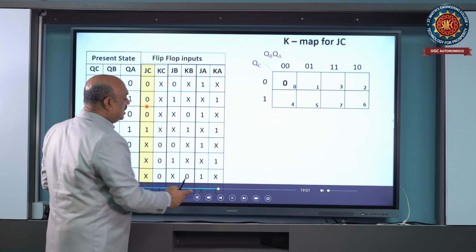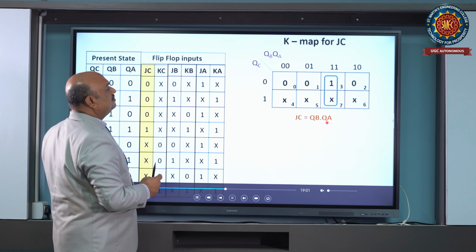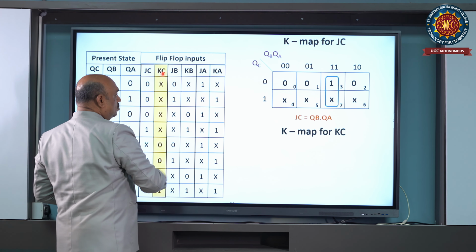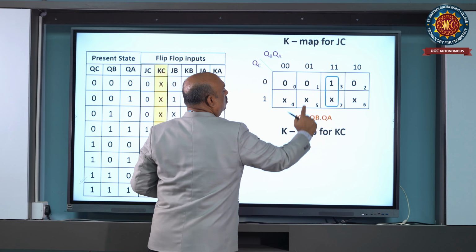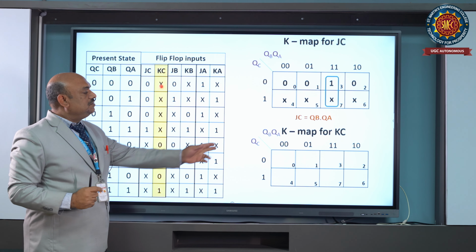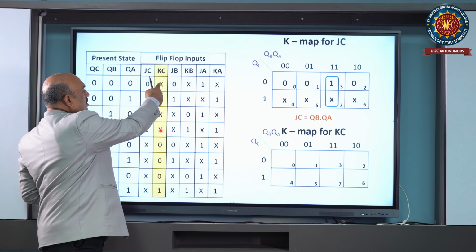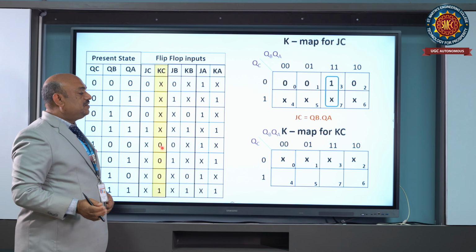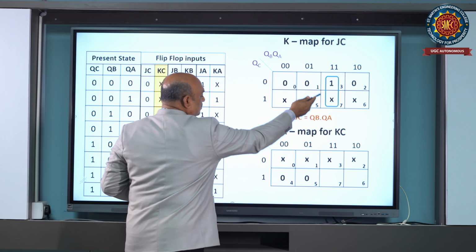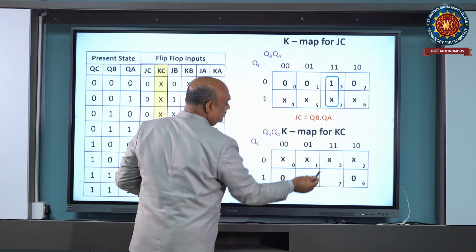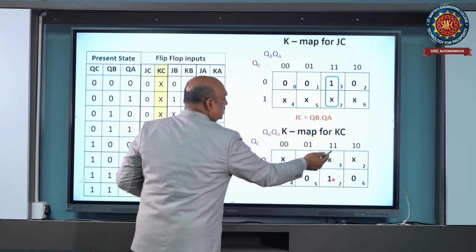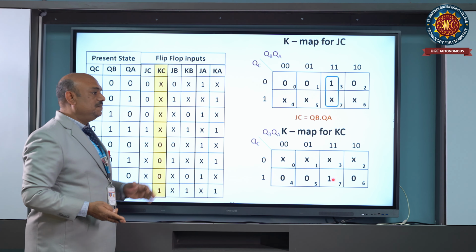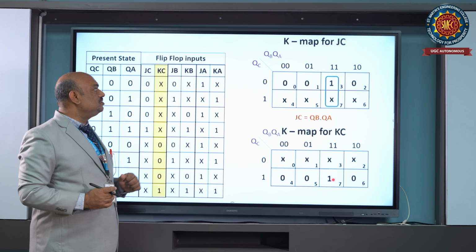This is the first K-map, JC. We have filled the JC: here 0, 0, 0, 1, don't care, don't care, don't care, don't care. There is one pair we got, and the equation we got is QA, QB. Similarly for KC, the same thing. These are don't cares, these are 0, and this is 1. We have filled it here, and we'll get almost the same equation. Here we'll get 1, and the equation is QA, QB. So JC is QA, QB, and KC is also QA, QB.